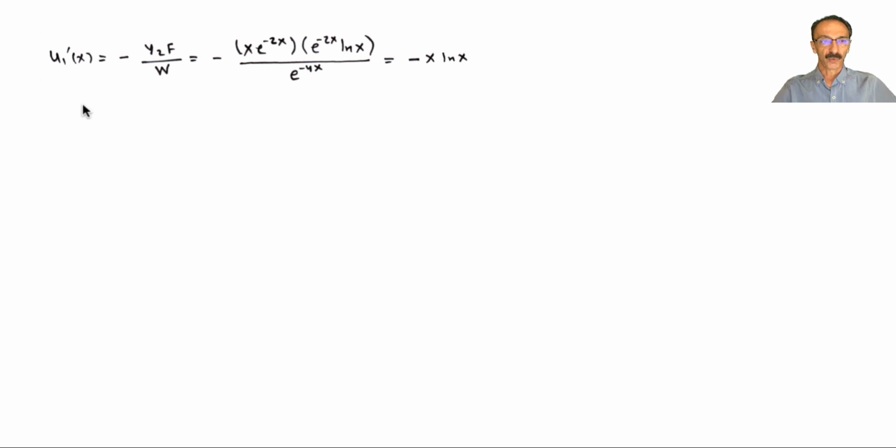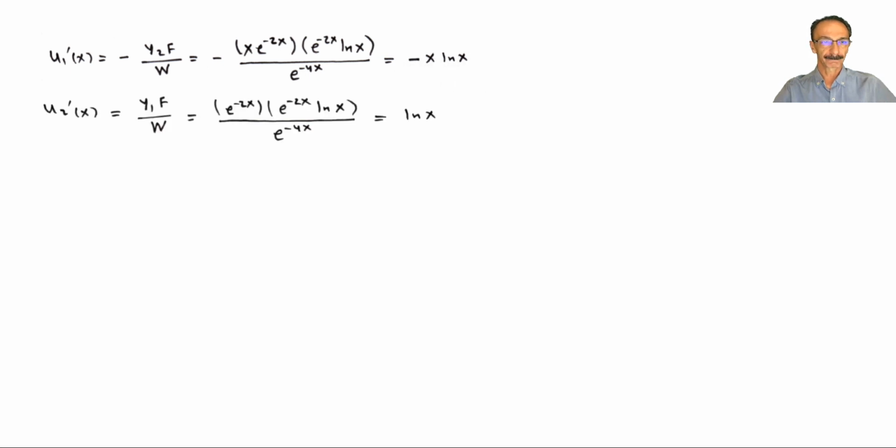So u1 prime is minus y2 times capital F over w that we just found, which is e to the power minus 4x. This is y2, this is capital F. Simplify between the e's, that's the same amount on top compared to this. They simplify. I end up with minus x ln x.